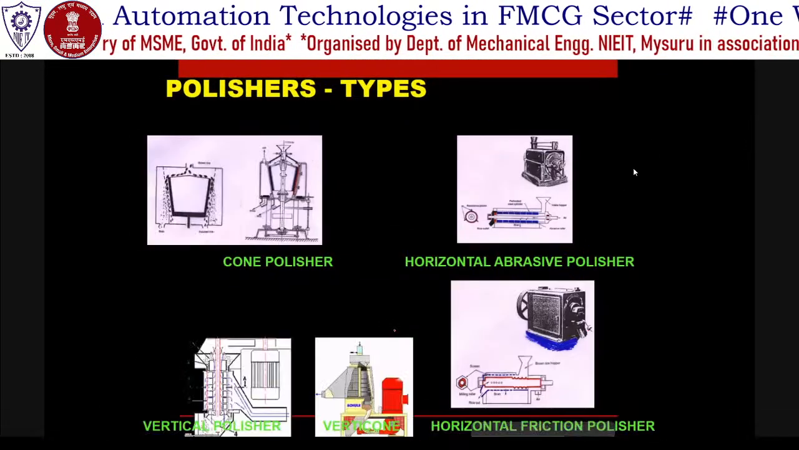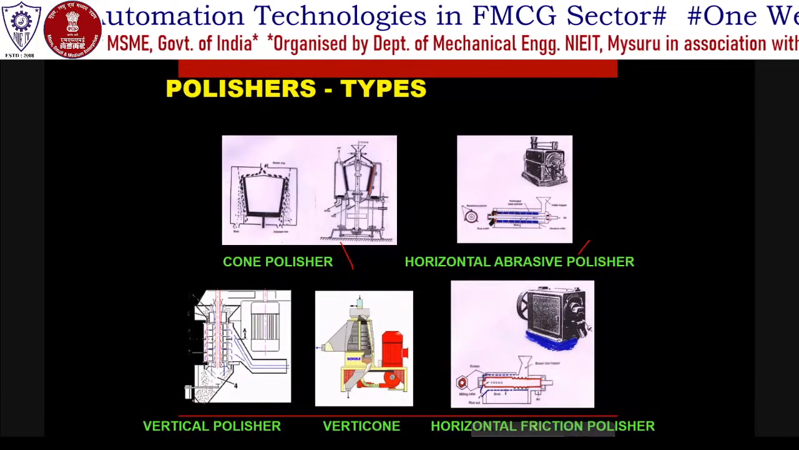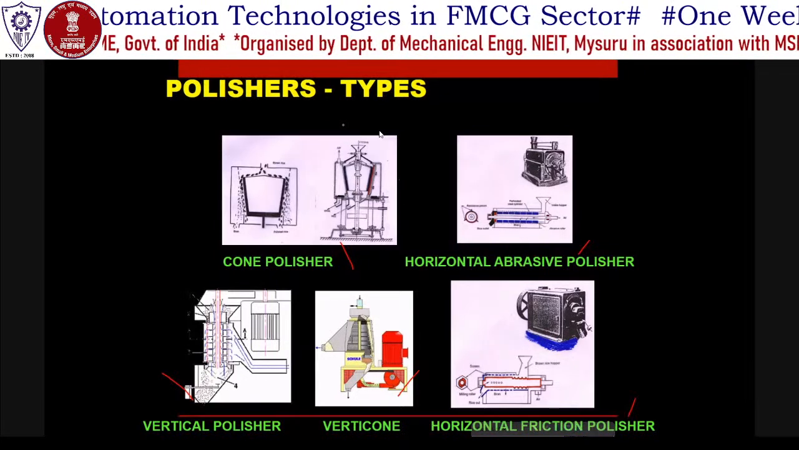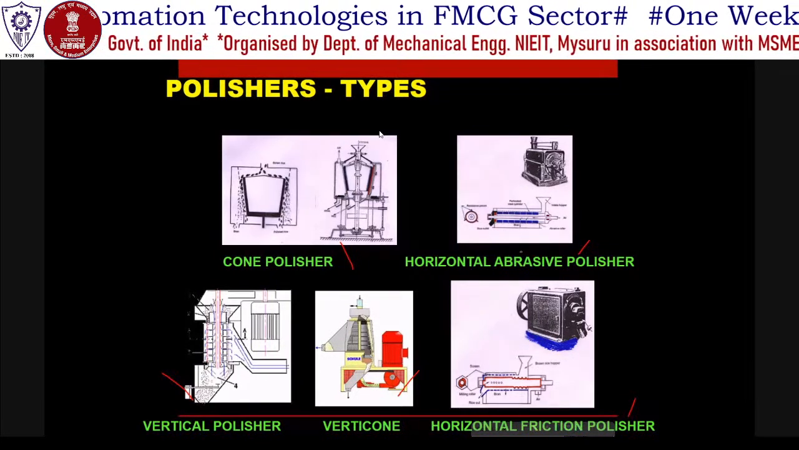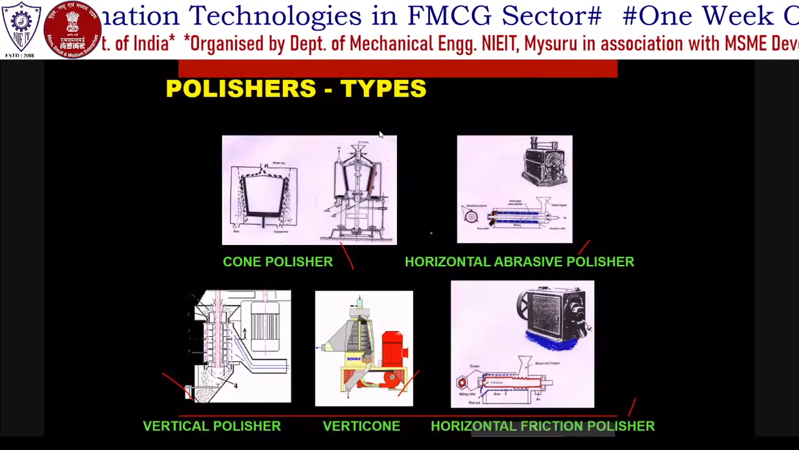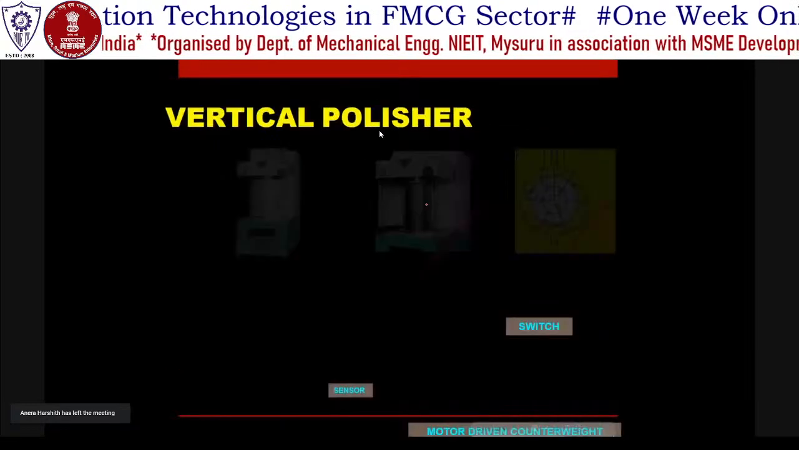So what are the types of polishers? Look at this. Cone polisher, horizontal polisher, vertical polisher, verticone polisher, friction polisher. Which polisher to use for which variety of rice? Nobody has done a study. So if some of the academic people are interested, I think we can undertake it. We have all the machines here with us, right?